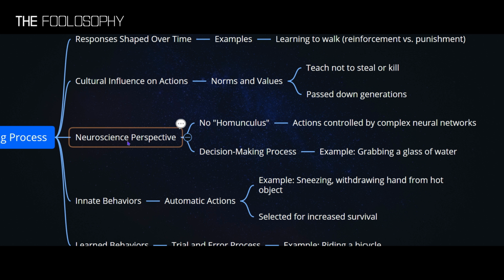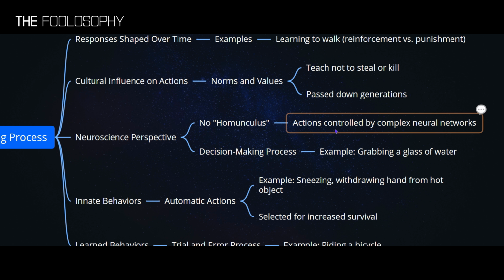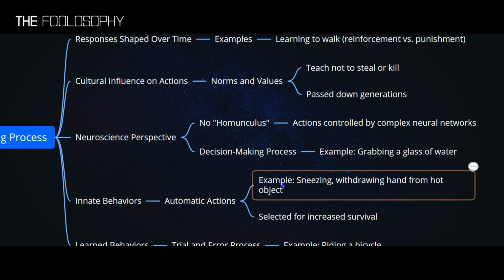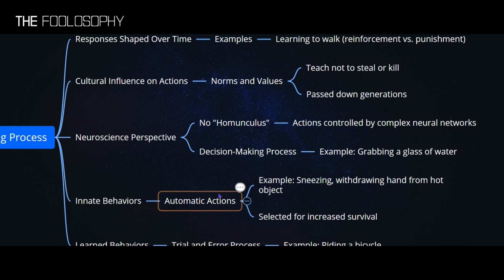Neuroscience shows that we don't have a homunculus inside our brain controlling our actions. The brain responds to environmental stimuli through complex neural networks. When we make a decision, like grabbing a glass of water, that action results from a series of neural processes shaped over time by our experiences and evolution. Looking at innate behaviors, such as sneezing or withdrawing a hand from a hot object, we see that these actions are automatic and not controlled by conscious will. They were selected because they increased our ancestors' fitness.